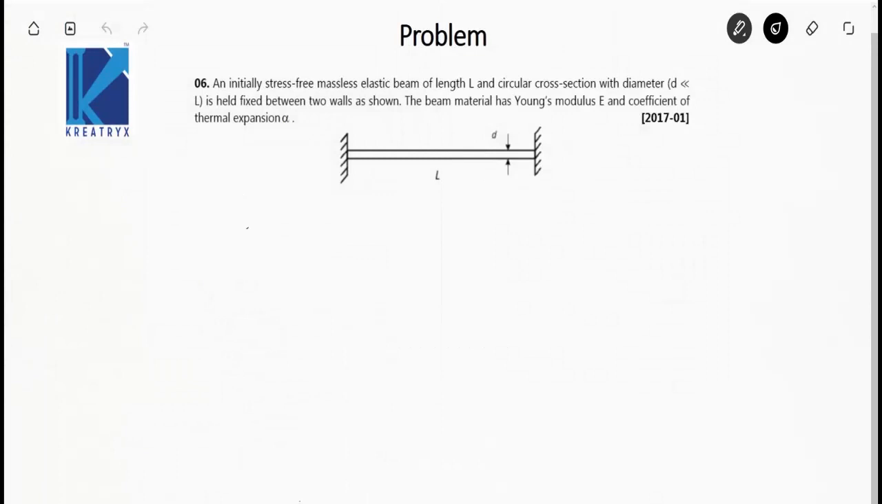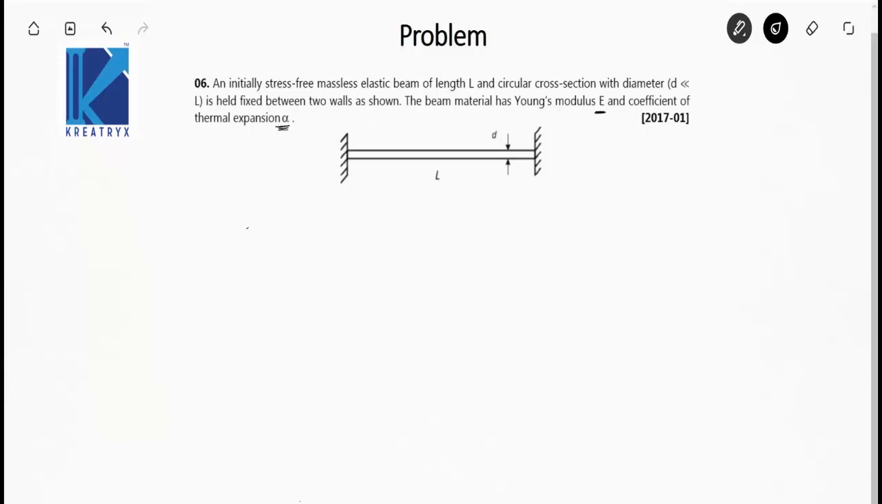An initially stress-free massless elastic beam of length L and a circular cross section with diameter D, where D is much less than L, is held between two walls as shown. The beam has Young's modulus E and a coefficient of thermal expansion alpha. I guess the question is not complete. The question is actually that if this beam is slowly and uniformly heated, the temperature rise required to cause the beam to buckle is proportional to. So I'll repeat the question.